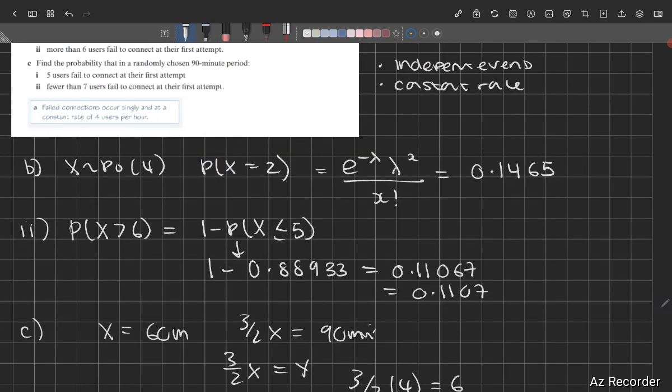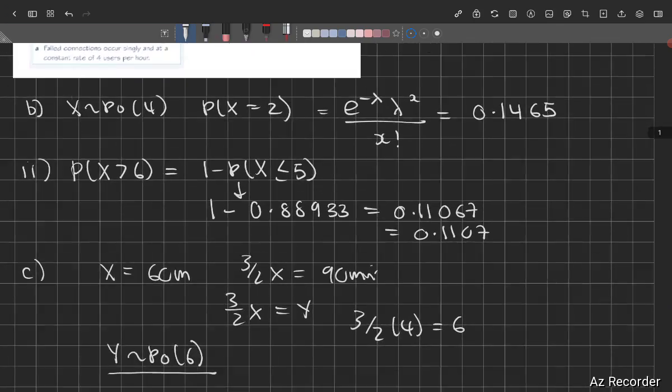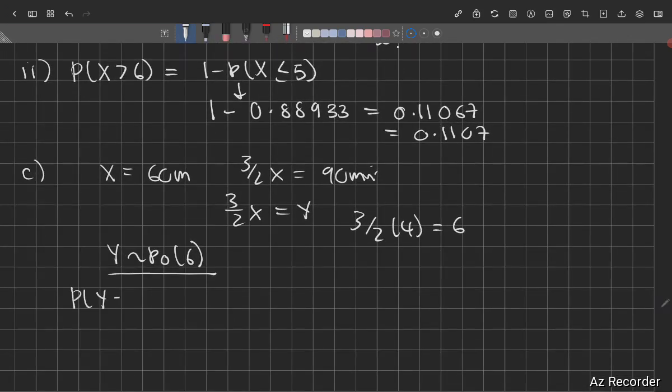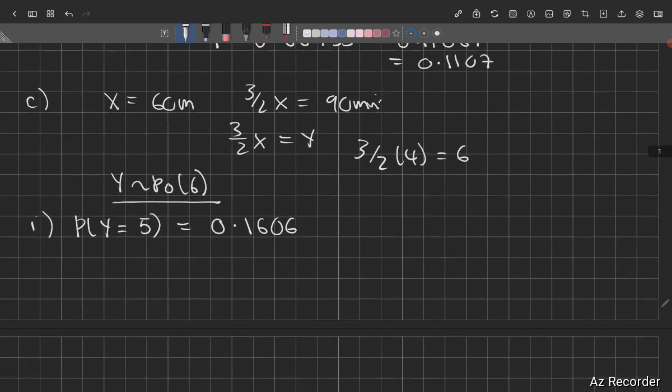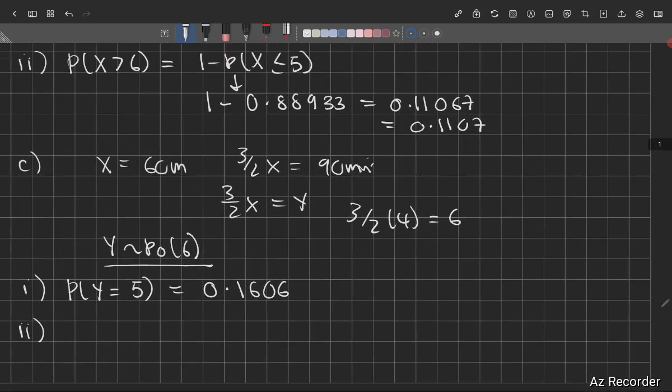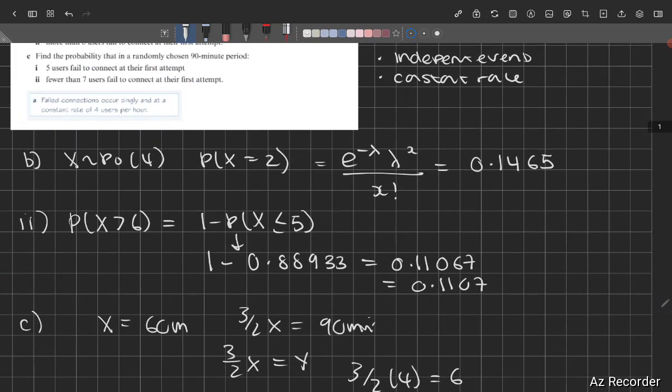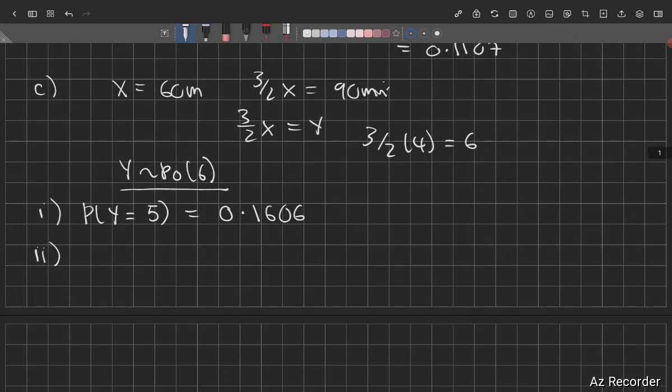Okay, so find the probability that in a random 90-minute period, 5 users failed to connect on their first attempt. So that's the probability that Y is equal to 5. And if we put this into our calculator, we get 0.1606. And then for the second part of the question, find the probability that in a random 90-minute period, fewer than 7 users failed to connect at their first attempt. So P(Y < 7), which is also equal to the probability that Y is less than or equal to 6, which is equal to 0.6063.